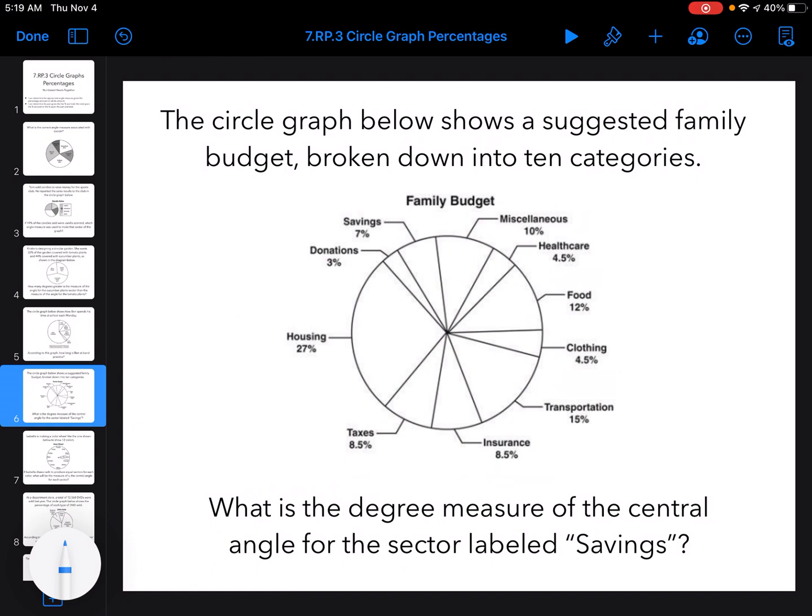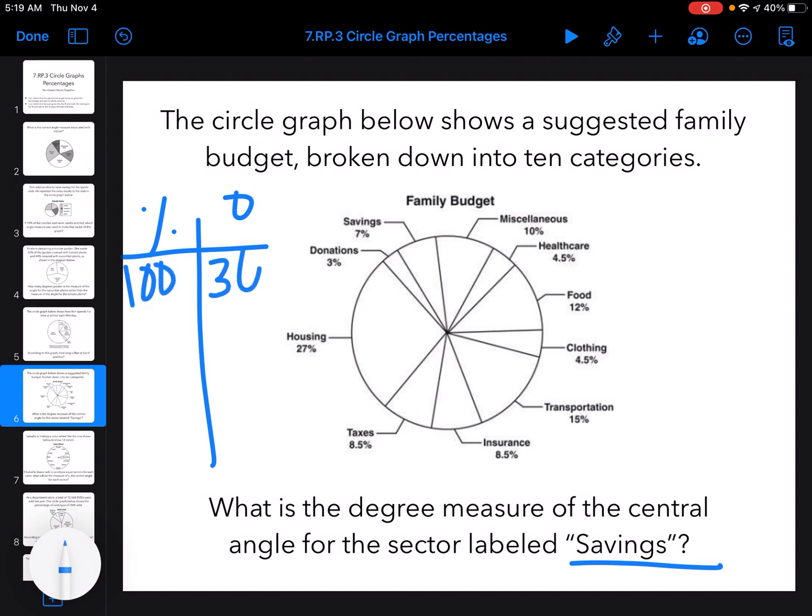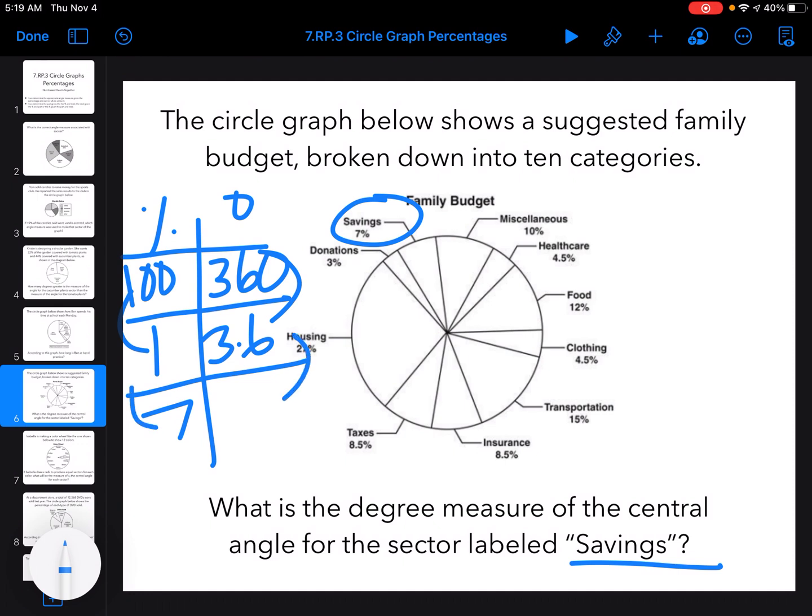The next one says, the graph below shows the suggested family budget broken down into 10 categories. What is the degree measure for the central angle for the sector labeled savings? So I know that I have 100%, and that's 360 degrees. I know I want to find the savings. So I'm going to look around and find the one that says savings. 7%. So I divide by 100 and I get 3.6, and I'm multiplying by 7. So in my calculator, I'm doing 3.6 times 7, and I get 25.2 degrees.